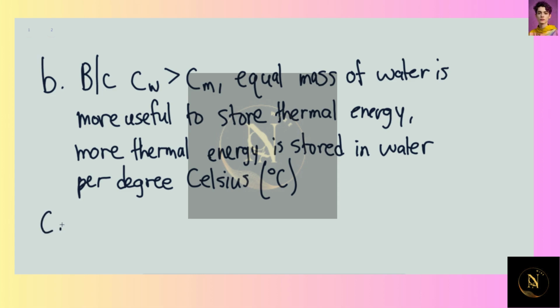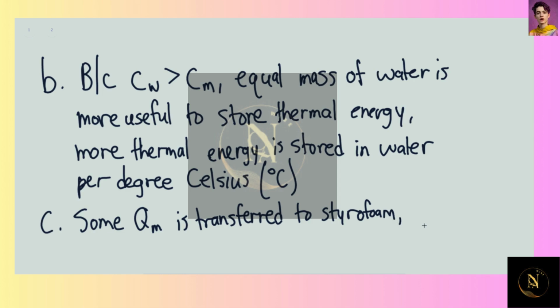And so for part C, they're asking us what would happen if some of the thermal energy is absorbed by the styrofoam. So again, some of the metal's energy is absorbed by the styrofoam. However, the same temperature change is recorded. Therefore, we can say some Q of the metal is transferred to styrofoam. However, delta T is constant.